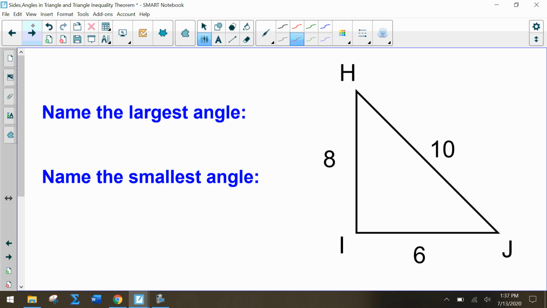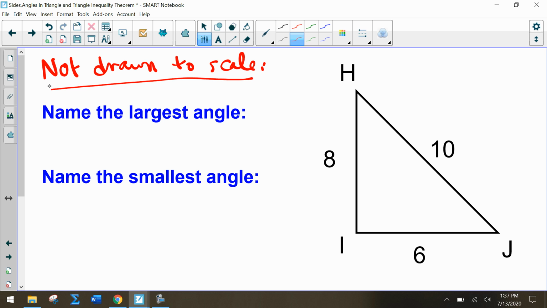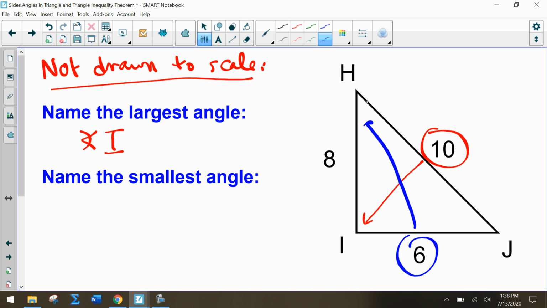Okay, so let's look at this diagram. So note that this is not drawn to scale. Okay, none of these are drawn to scale, but if I want to name the largest angle, I have to find which side? The biggest side, the longer side. So that I know that the biggest angle here is angle I. And the smallest angle is going to be across from the shorter side. So I have 6 as the shorter side. So I know that this angle here, angle H, will be the smallest angle. So if we know that, we can make some generalizations about the sides and about the angles and how large the angles are and how long the sides are.